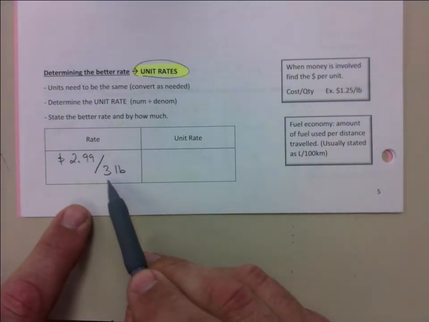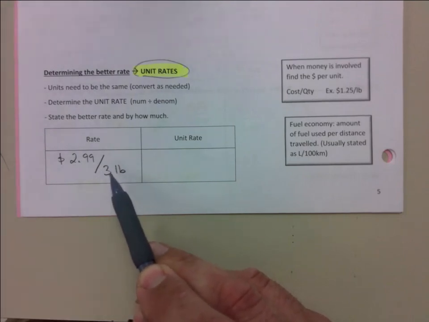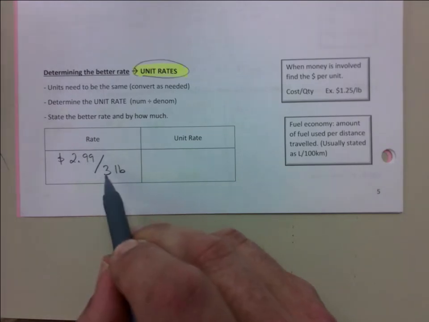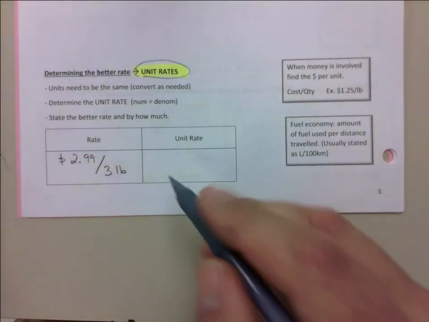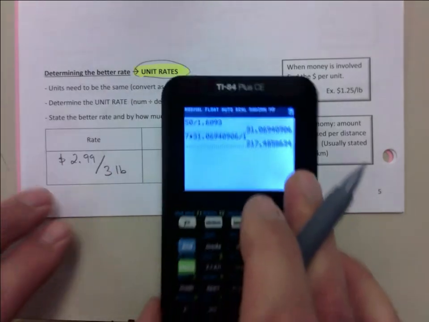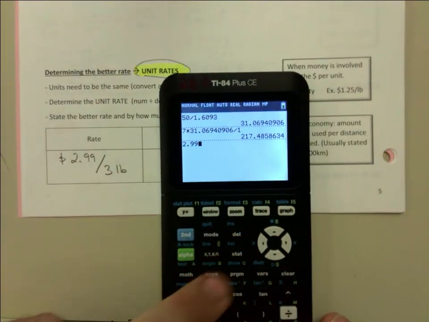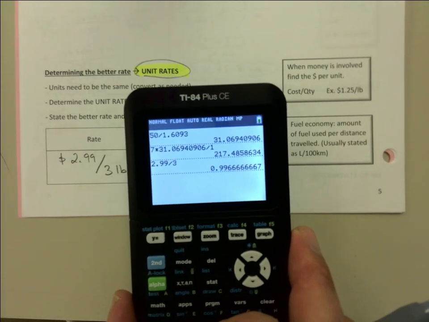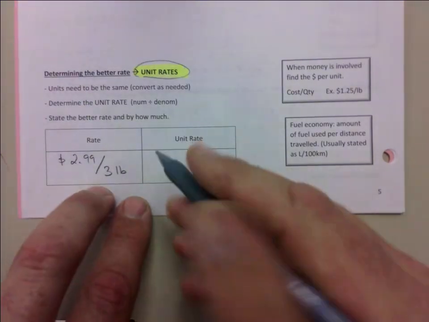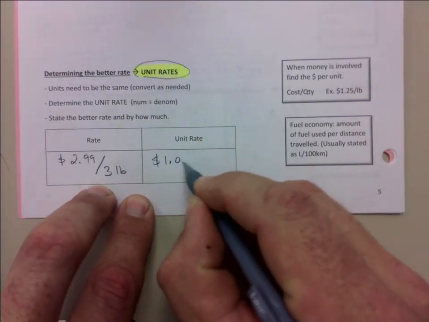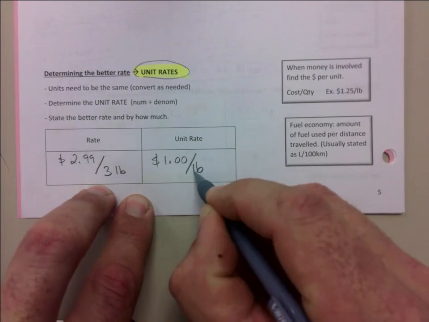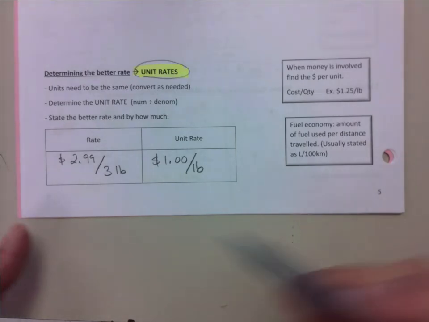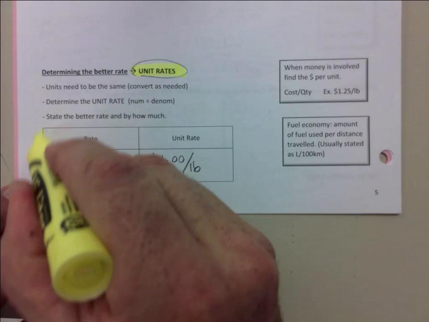Unit rate, what do we need in the denominator? We technically need a 1, which is invisible, right? So we basically could just go $2.99 divided by 3. Okay, if you do that, let me just show you on the calculator. It is almost $1, right? It is actually $1. It rounds to $1 per pound here. Per pound. So that's a unit rate, so it's a very important concept.